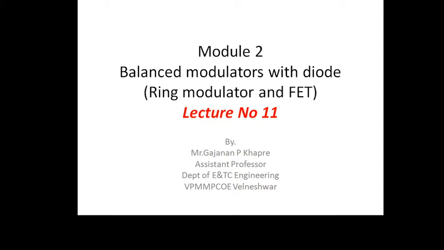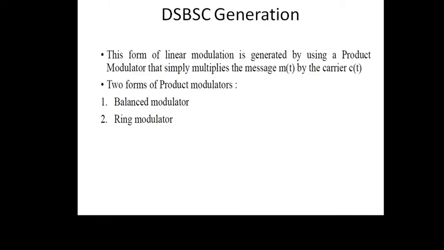In the previous lecture, we discussed the basics of DSB-SC, double sideband suppressed carrier, and how double sideband suppressed carrier is more efficient in terms of power than double sideband full carrier wave or full amplitude modulation. In this lecture we discuss the generation of double sideband suppressed carrier using a balanced modulator with diode, ring modulator and FET. So let us begin with the generation of DSB-SC.